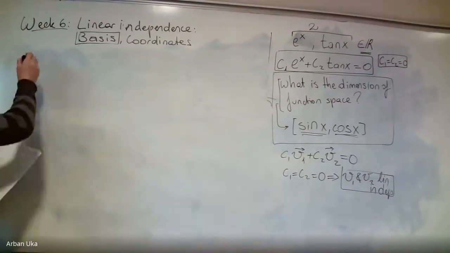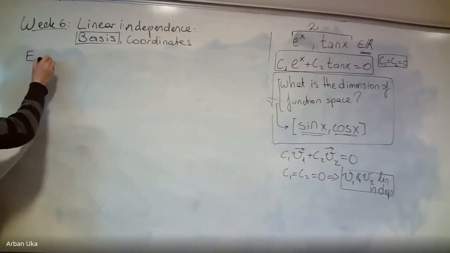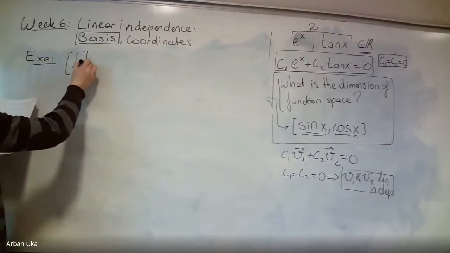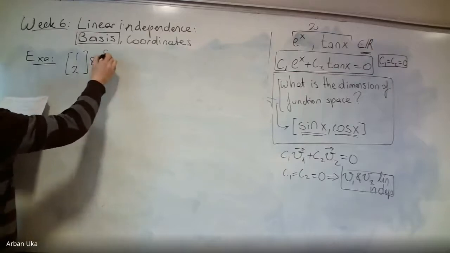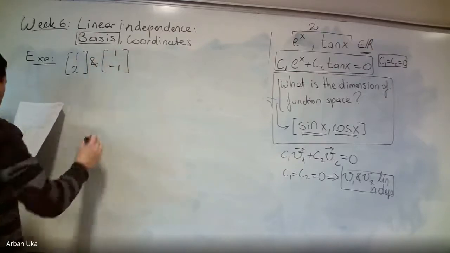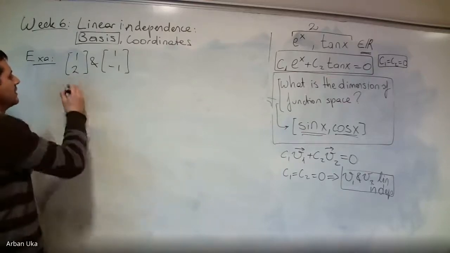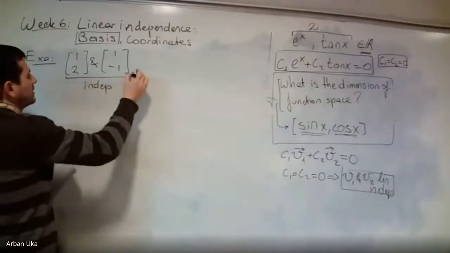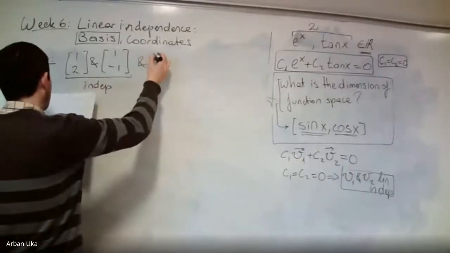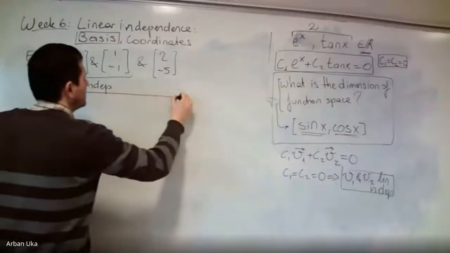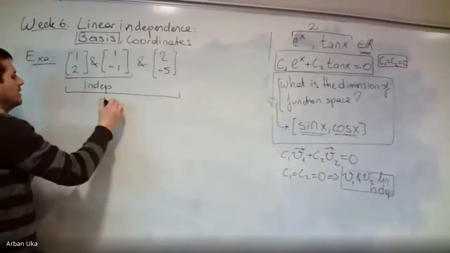Let's see an example here. I think it is obvious, but let's assume we have two vectors, 1, 2, and 1, minus 1. Are these linearly dependent or independent? Independent. What if we add a third vector, which is 2, minus 5? They are linearly dependent.